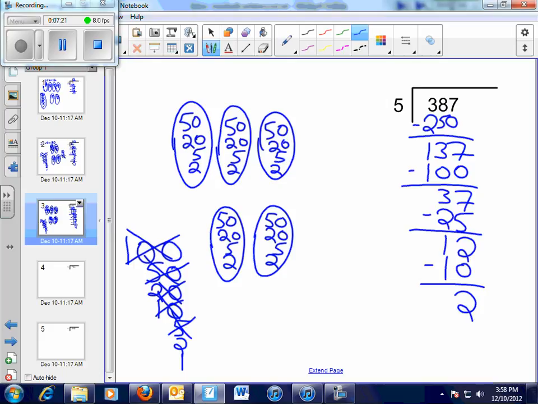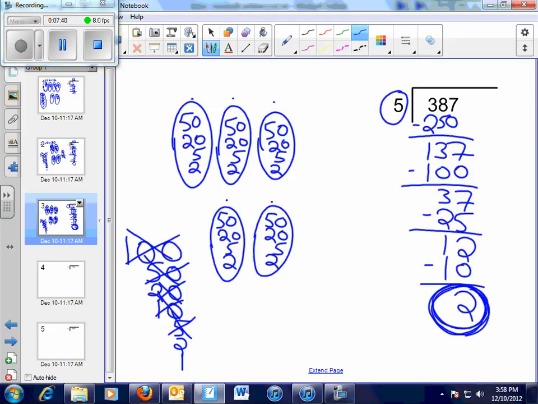The students should know if the number they have left to divide is smaller than the divisor, in other words, than the number of groups that they have, they are done dividing, and that number is the remainder. There is not enough to put in each group and have them remain equal groups, which is what division is.